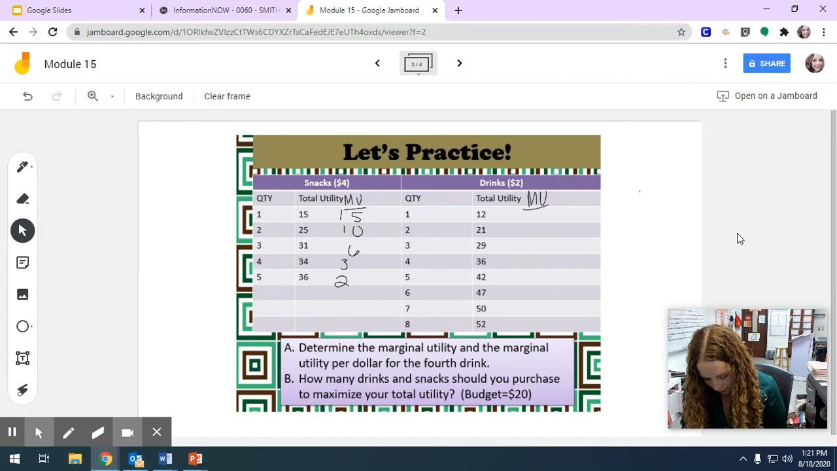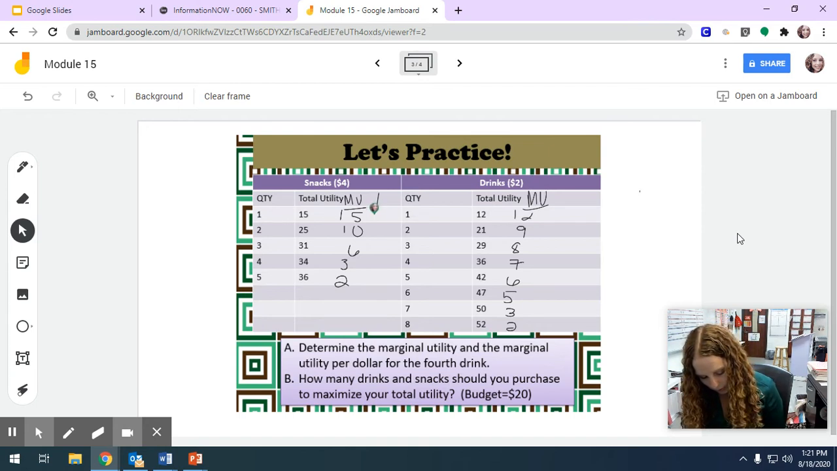On this side, we go 12, then 9, then 8, 7, 6, 5, and then 3, and then 2. Notice I'm just looking at the difference as the total utility changes. The change in the total utility divided by the change in the quantity, which was 1. Okay, so the marginal utility, and then I want to find marginal utility per dollar.